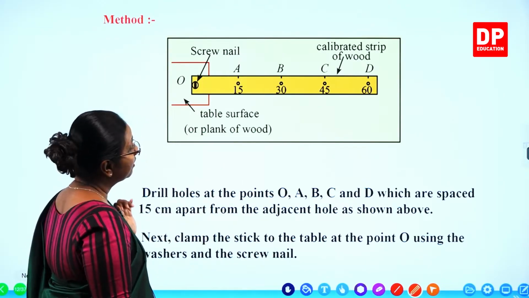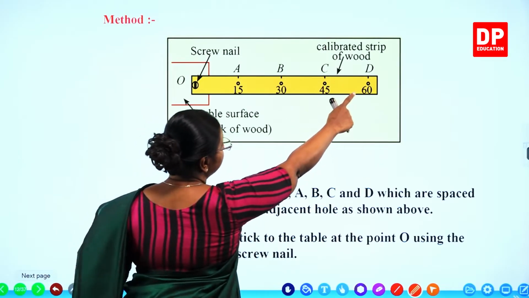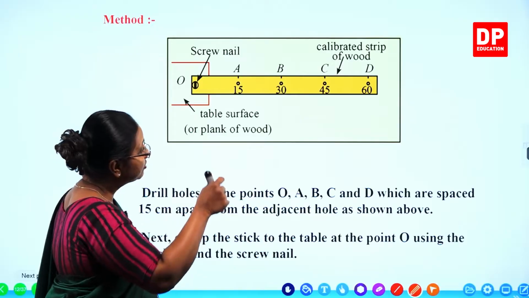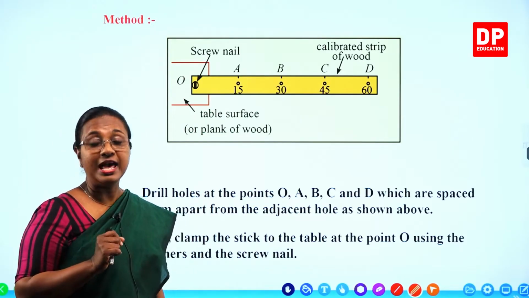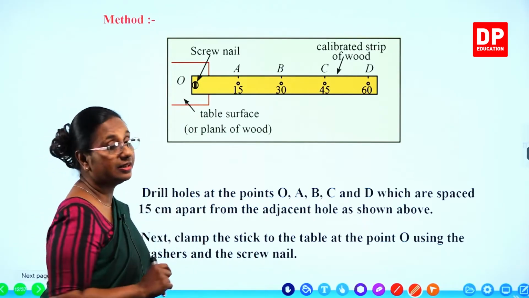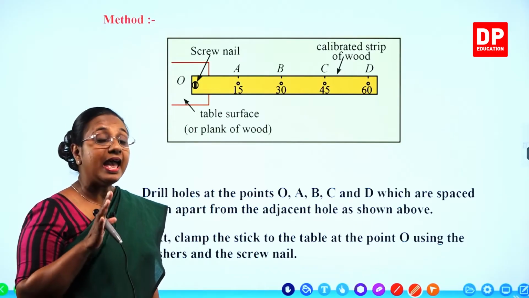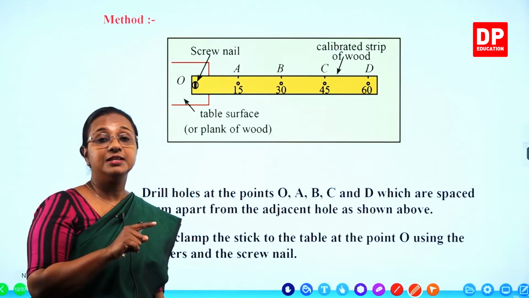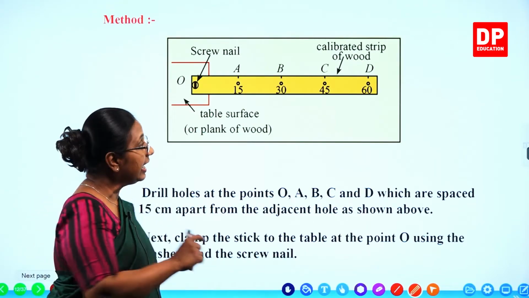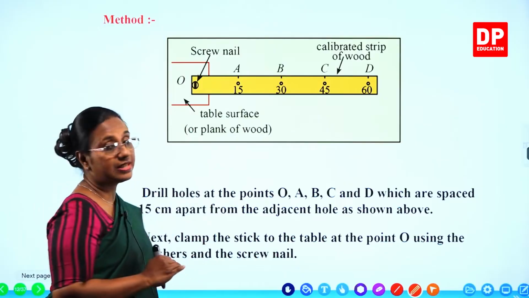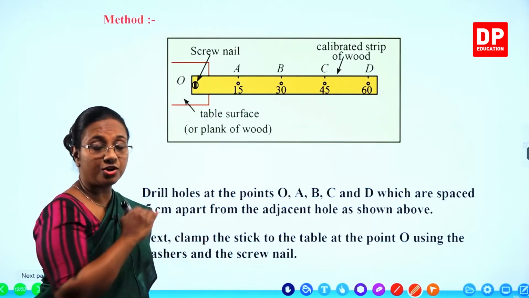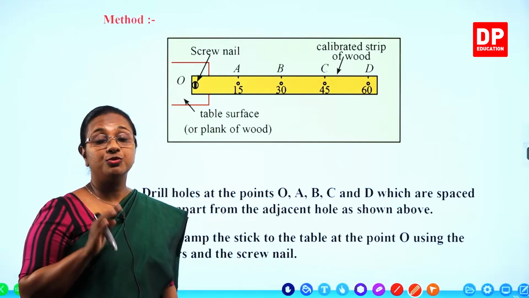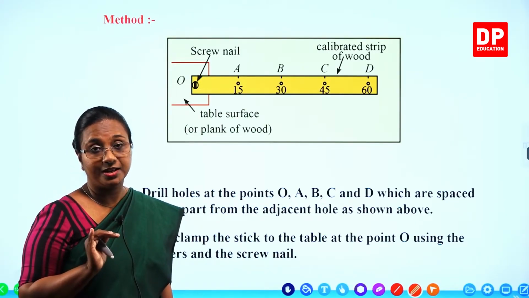To do that, initially we fix the Newton balance to point D, and then we try to move the strip of wood. As it starts to move, we take the Newton balance reading. Then we tighten the screw by half a turn. Again, we bring the strip of wood back to its original position, try to pull it, and as it starts to move, we take the Newton balance reading.